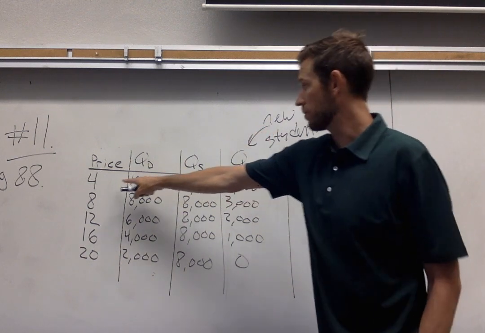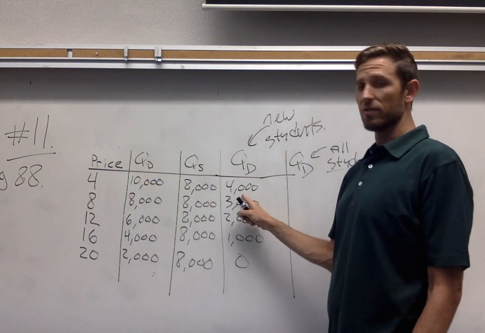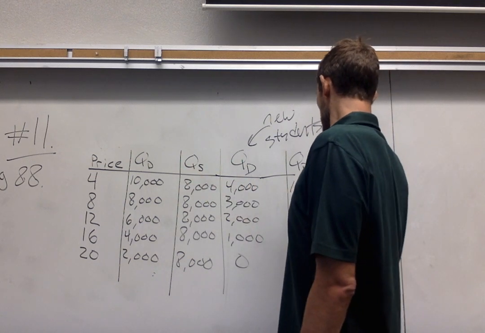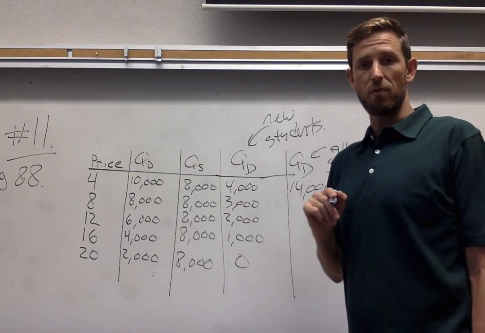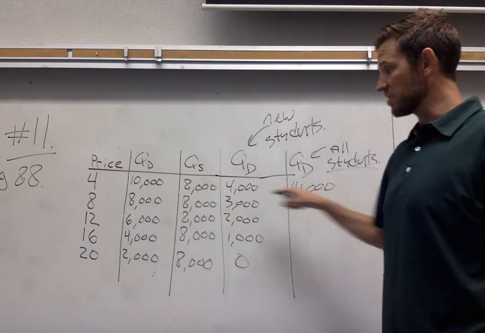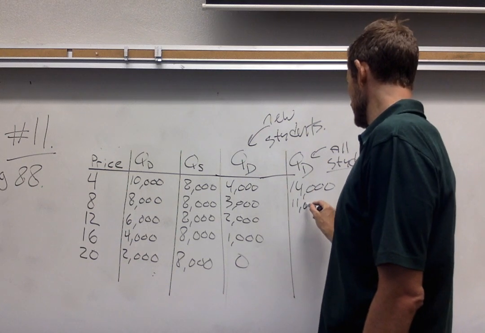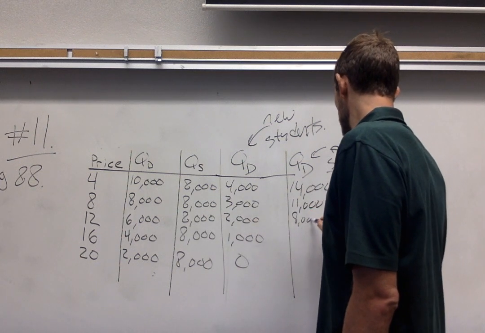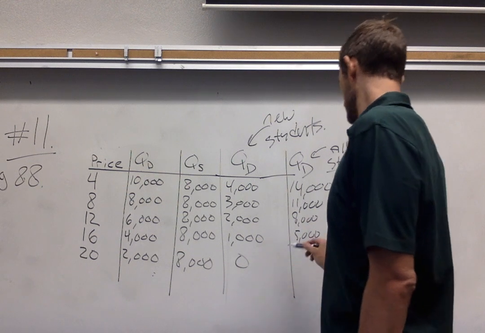All right, here's what we're going to do. At a price of 4, the old students are willing and able to buy 10,000 tickets. The new ones are willing and able to buy 4,000 more. Add those two together for a total of 14,000 tickets demanded at a price of 4. We hold the price constant for all the different prices, and then sum up the different quantities demanded. Going quickly then, this should be 11,000. That comes from 8 summed with 3. Then 8,000, then 5,000, and this is going to be 2,000.